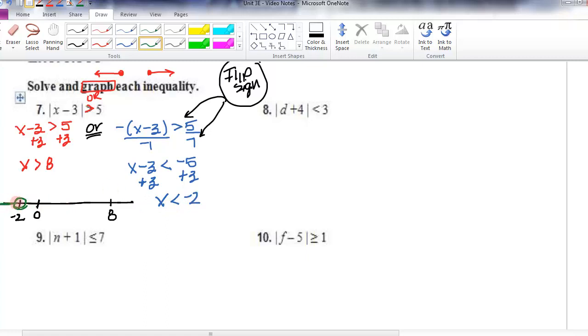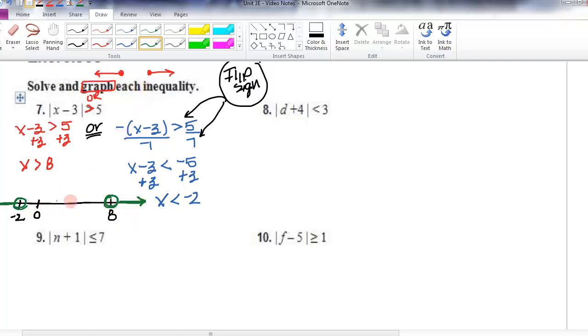So these are greater than and less than signs, so not included. I don't have to worry about filling in the circles, so these will be open circles. So we'll do the less than side. There's my open circle, and my solutions are less than -2. So it should go down here.